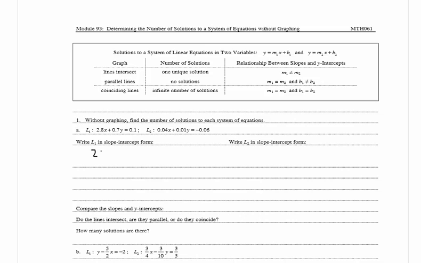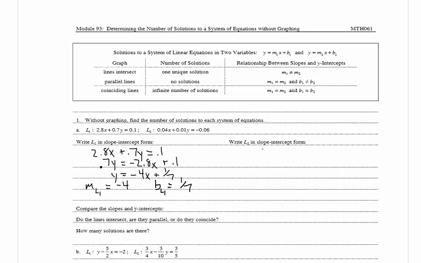And we have 2.8x plus 0.7y is equal to 0.1. So the first thing we're going to do is subtract 2.8x from both sides. So I have 0.7y is equal to negative 2.8x plus 0.1. And now we're going to divide both sides by 0.7. So we have y is equal to negative 4x plus 1/7. So we can say the slope for L1 is negative 4. And the y-intercept for L1 is equal to 1/7.